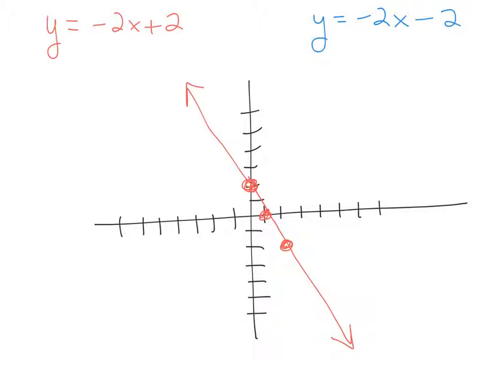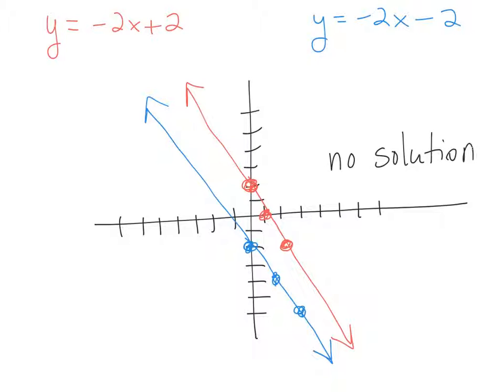And then my blue line, I'm going to start at negative 2, but my slope is still negative 2. So I'm going to go down 2 to the right 1, down 2 to the right 1, and I draw that line. So sure enough, they do not cross. So my final answer would be, indeed, no solution, because they are parallel lines, so they're never going to cross, so they're not going to have a solution.